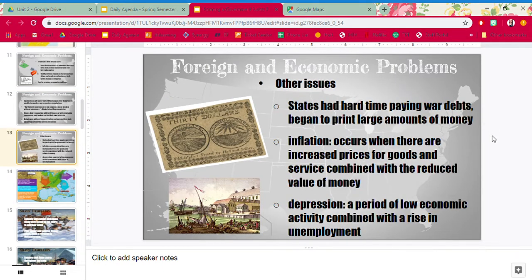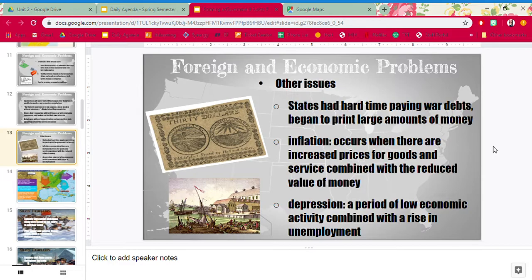Some other issues are the states are having a hard time paying off the war debt because war is expensive. And how do you pay for that is normally through taxes, but our government was very sensitive to the tax issue, as you can probably assume has to do with our history with Great Britain.